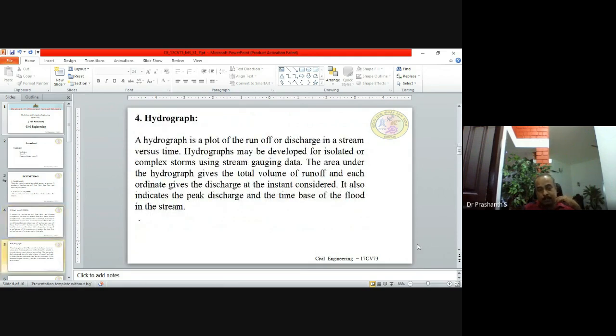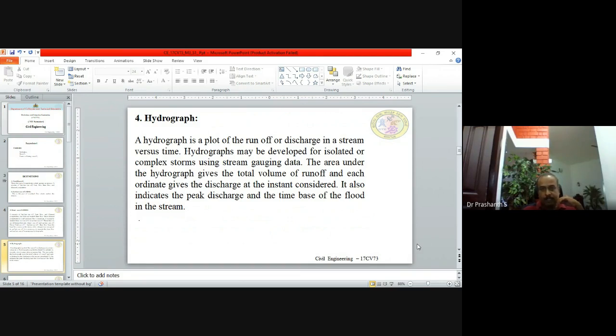Another one you should understand is hydrograph. Let's see what is hydrograph. It is a plot or a graph of the runoff or discharge in a stream versus time. So it's a plot of the runoff in a stream versus time. It may be developed for isolated or complex storms using stream gauging data.